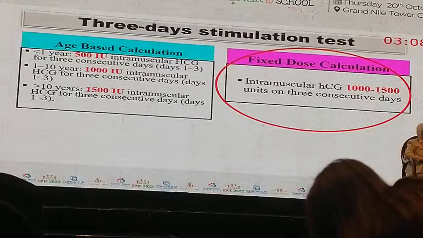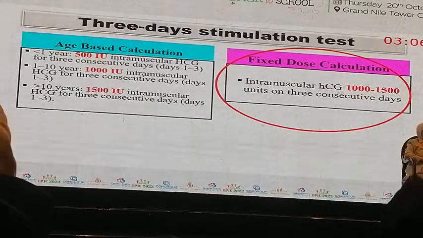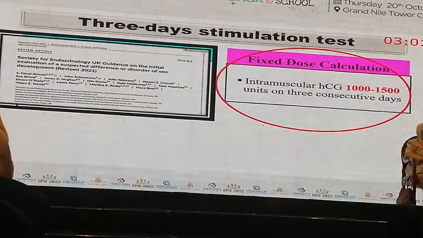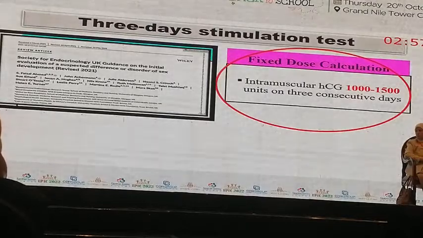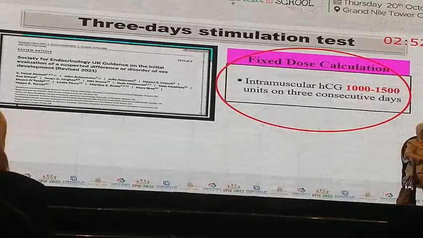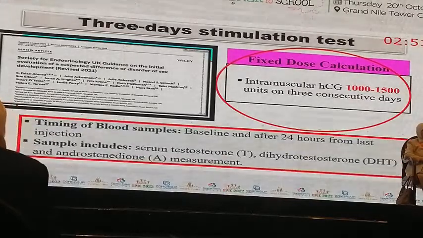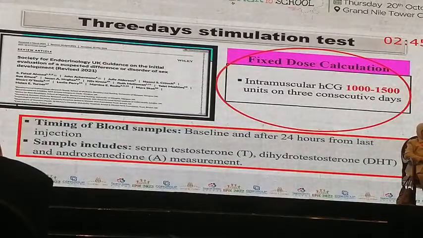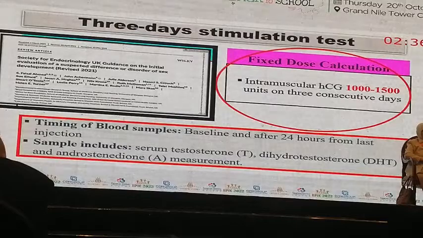And this is the method that we use at our center, and it is the method provided in the DSD consensus guideline revised in 2022. The timing of the sample: the sample is done at baseline before the injection and 24 hours after the last injection. And the sampling includes testosterone, DHT and androstenedione.